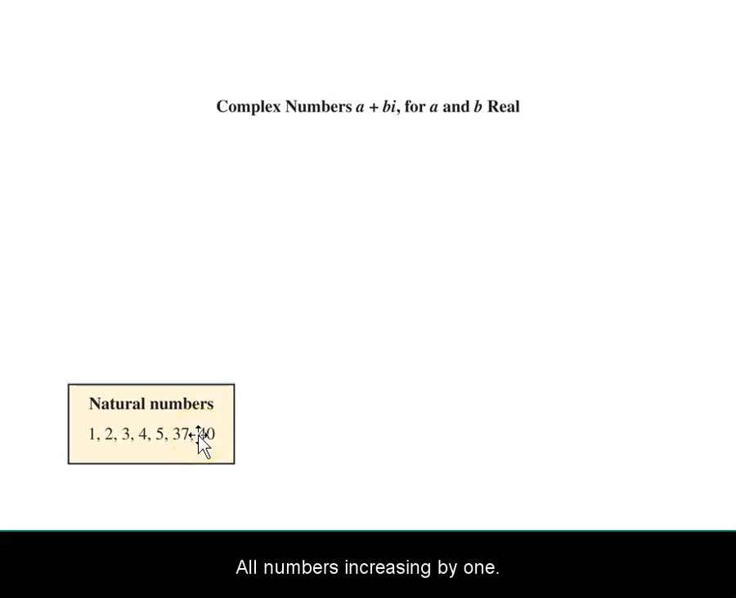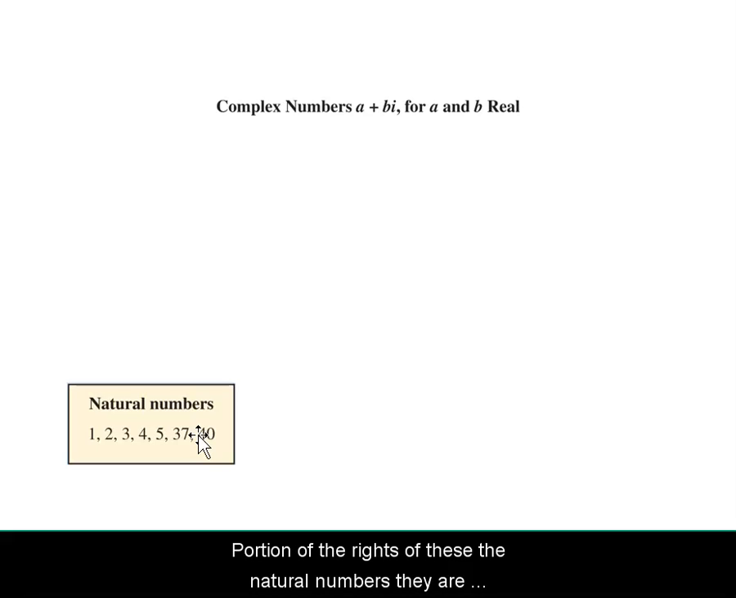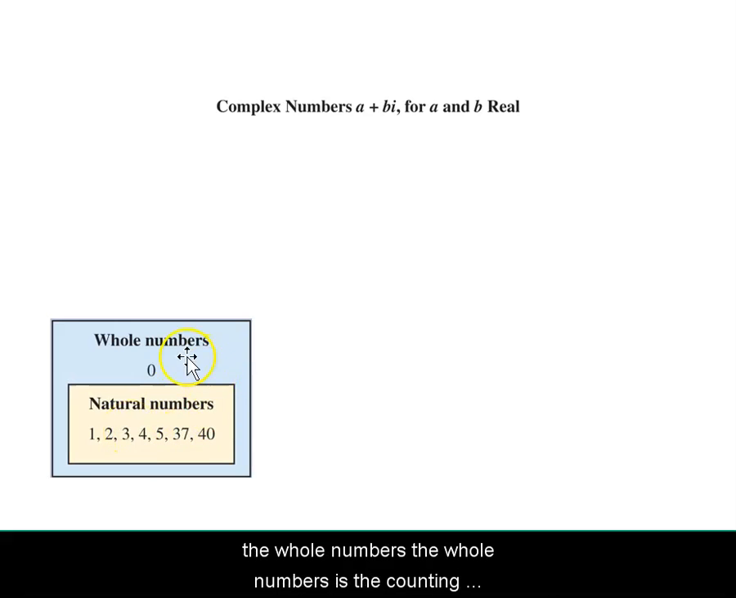Okay, the bigger portion of that: the natural numbers are nested within a bigger number system, which we call the whole numbers. So the whole numbers are the counting numbers, but including 0. So 0, 1, 2, 3, 4, 5, etc.